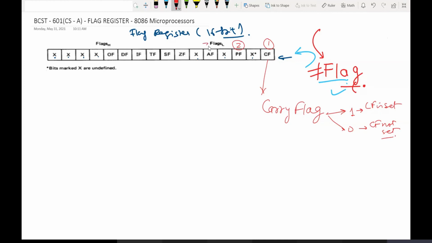Second is PF, then AF, then ZF, then SF, TF, IF, DF and OF. Fine. So let's start with the carry flag. What is the meaning of carry flag?